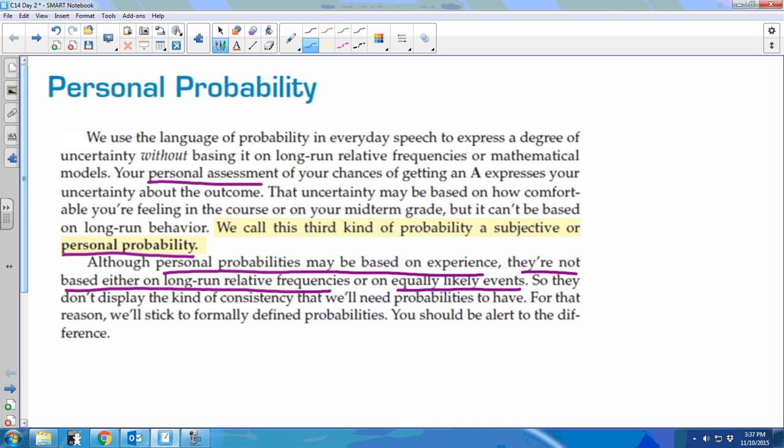If you run into anything on the homework that's asking you to comment on anything, or if you run into questions, just make sure your probabilities are actually based on factual, long-run frequencies, okay?